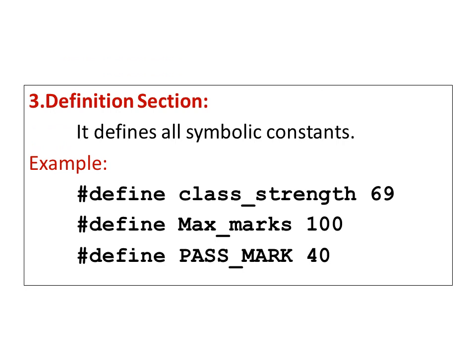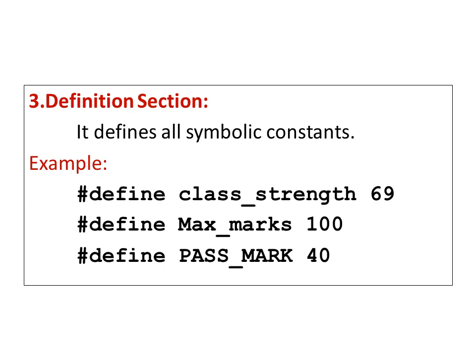Next we have the definition section. It defines all symbolic constants. About symbolic constants you are going to learn in detail later. Now look at the first example: #define CLASS_STRENGTH 69. Class strength is the name of the symbolic constant and 69 is the value of the symbolic constant.